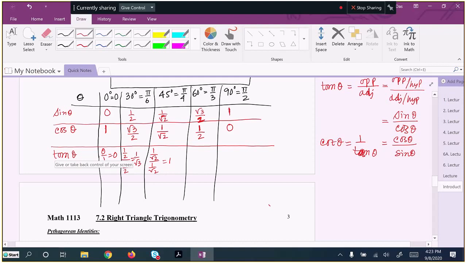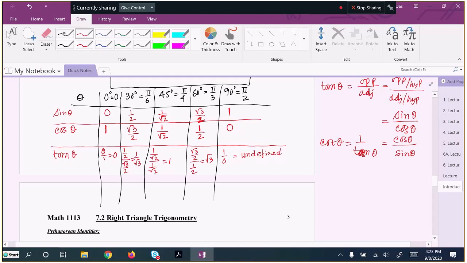Now, for 60 degrees, you have the ratio of square root of 3 over 2 over 1/2. Cancel the two 2's. And square root of 3 over 1 is simply square root of 3. The next one is a little difficult because it is 1 over 0. But remember, 1 over 0 is not defined because we do not know how to divide by 0. So this is undefined.